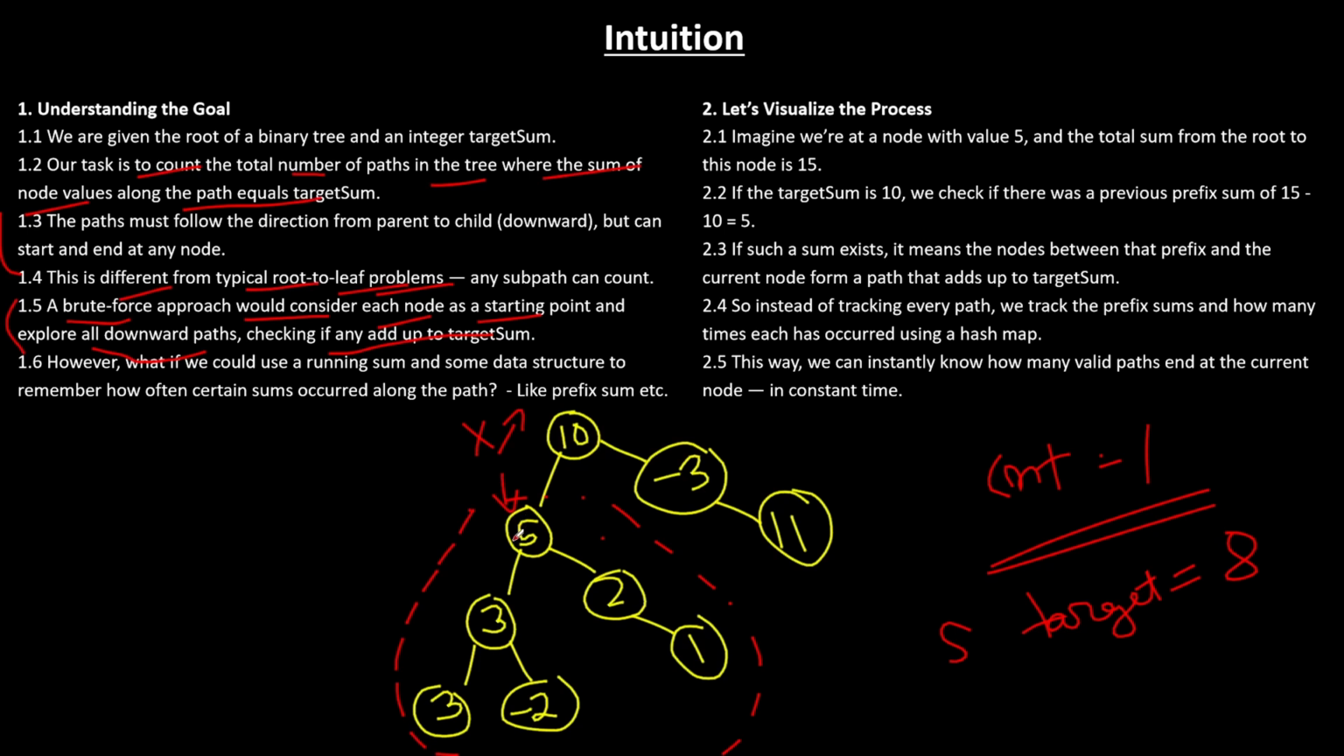Okay. So what you do, 5 is here. Then you went below to the next child. It is 3, right? So you check the sum. It is 8, right? So what happens? Our count becomes 1.